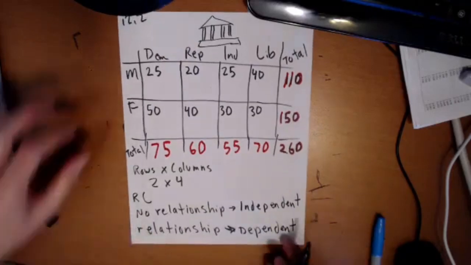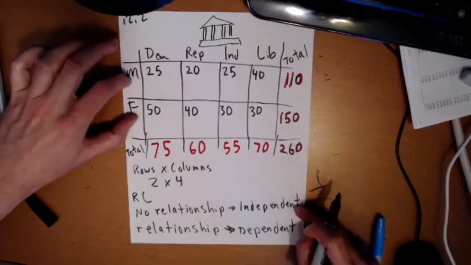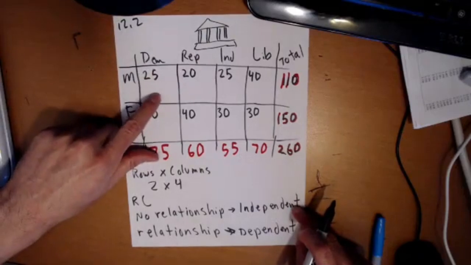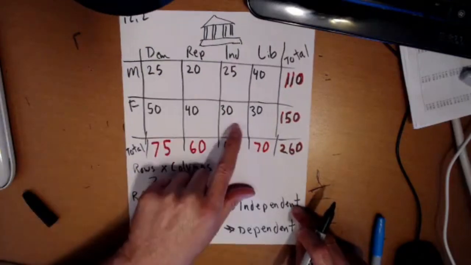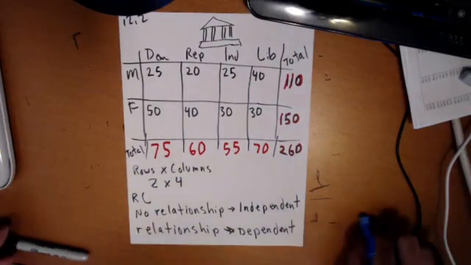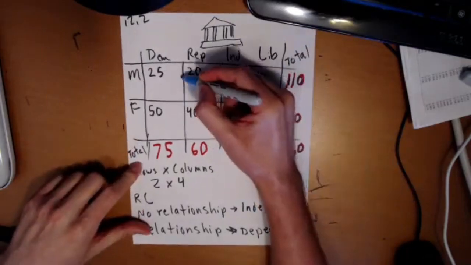Independent. So what we're going to figure out is if gender, male or female, and political affiliation are independent, how many male Democrats should there be? How many male Republicans should there be? How many female independents should there be? So one way you could do that, let's say we want to figure out what goes right here.